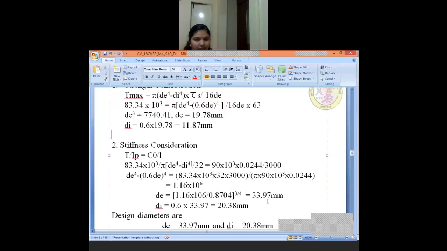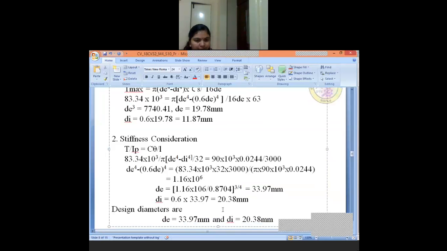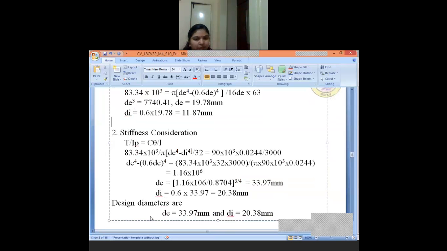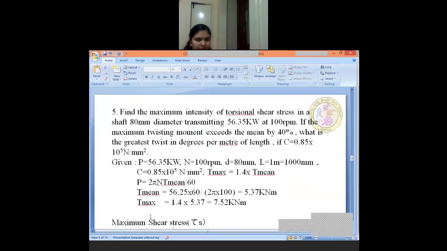So you can see that from the strength consideration the external diameter is 19.7 and internal is 11.87, whereas from the stiffness criteria the external diameter is 33.97 and internal diameter is 20.38. So the higher one, from the stiffness criteria, is the design diameter that will be considered.